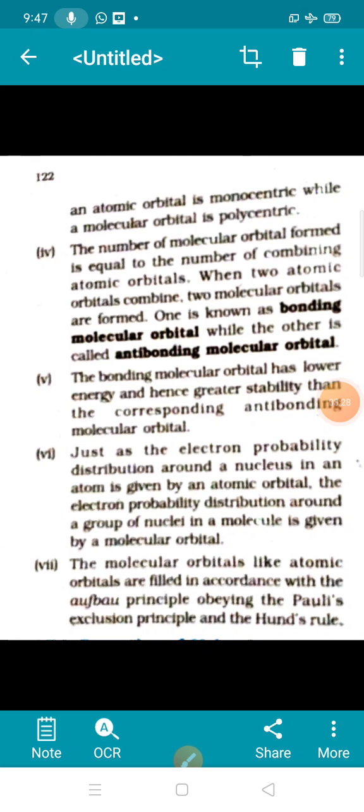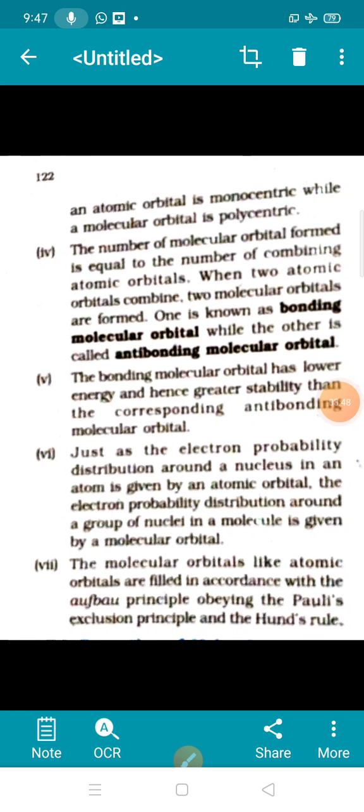Last point, the molecular orbitals, just like atomic orbitals, are filled in accordance with the above principle. That means they also have energy levels, like 1s, 2s, 2p. So here also we have sigma 1s, sigma 2s. I have given you the energy levels already, so you can check that.